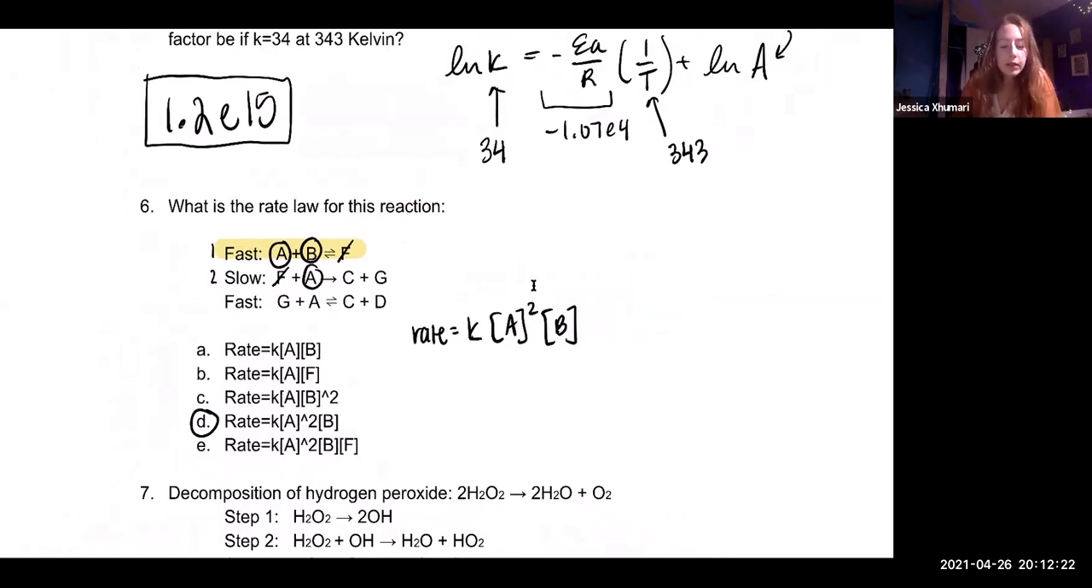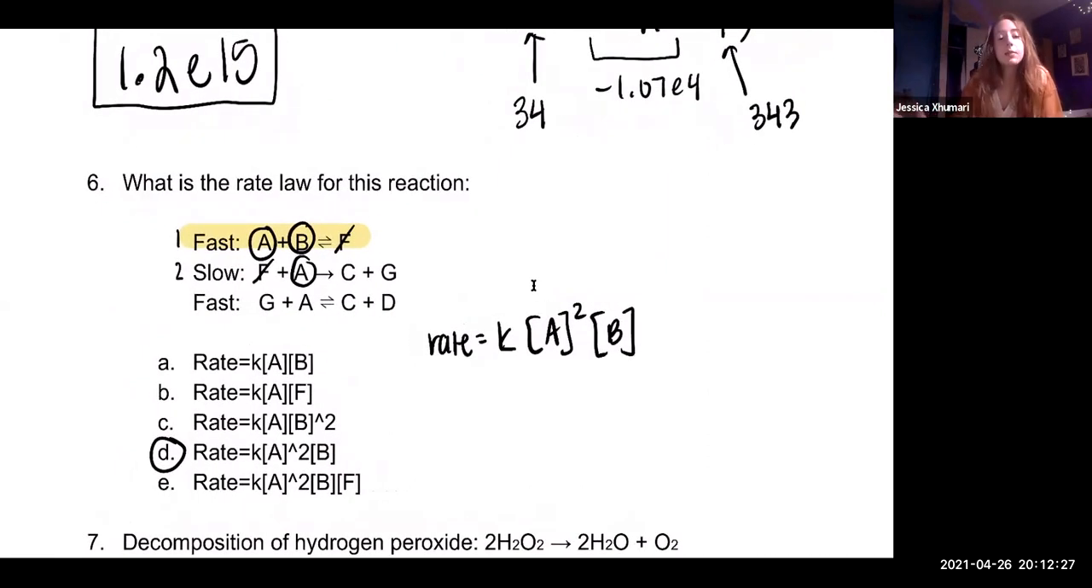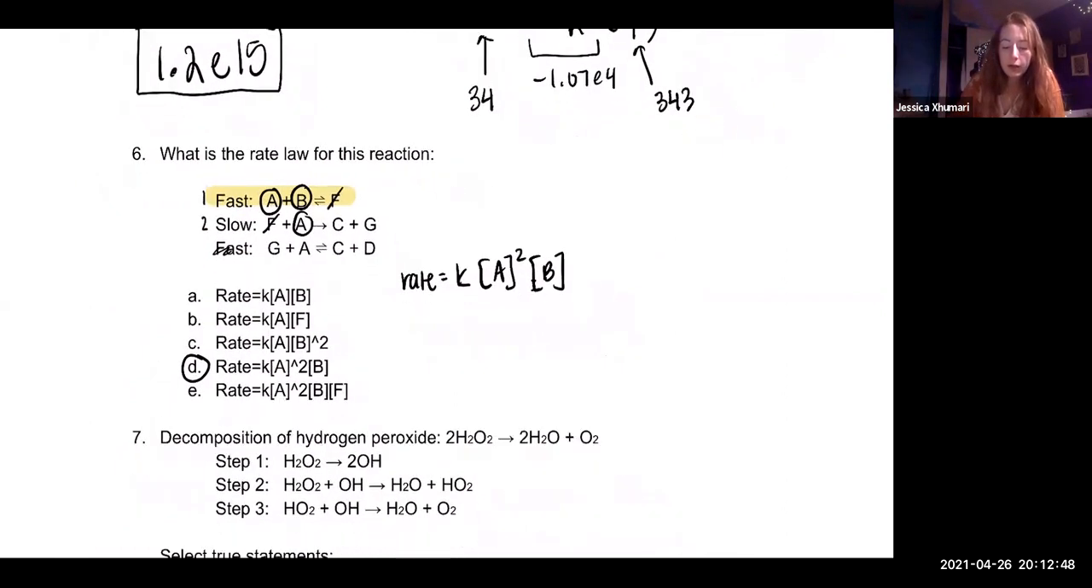Is the last one fast equilibrium 2? It doesn't matter. This we can disregard because the fast step, the fast equilibrium, has to be before the slow step, okay? Anything after the slow step, we can disregard. So the fast equilibrium has to be on top. Okay.